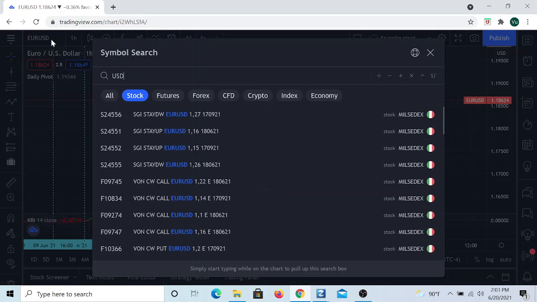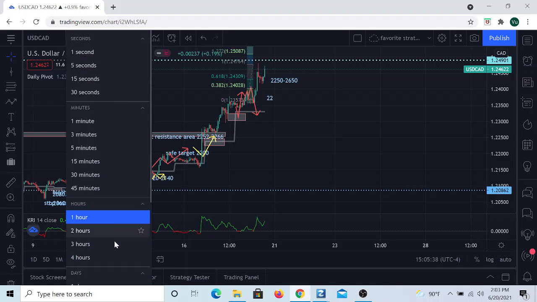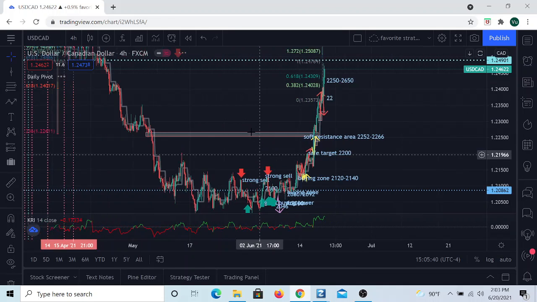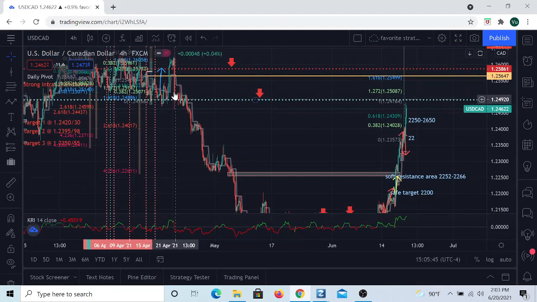So dollar CAD is our next pair. It's very interesting. Let me put it on the 4 hour chart, then I'll show you. This is where the big old red candle is right here. We should have some sellers coming in at 2650, right here at the 2500, and it's almost there. So we should see some pullback from 2500. If it breaks 2500, we're going to see the 2650, but that's where the sellers really come in.